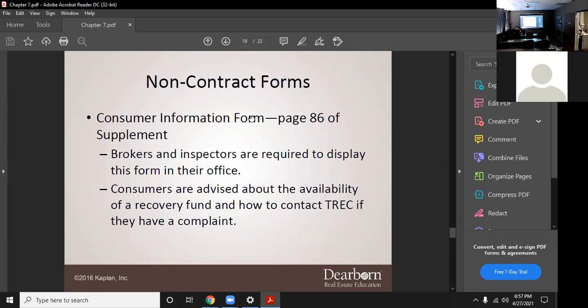Anyway, so here it is. Consumer information form. You will hear this referred to a lot as the CPN, or the Consumer Protection Notice. I've actually never heard it called the Consumer Information Form. I've only heard it called the Consumer Protection Notice.